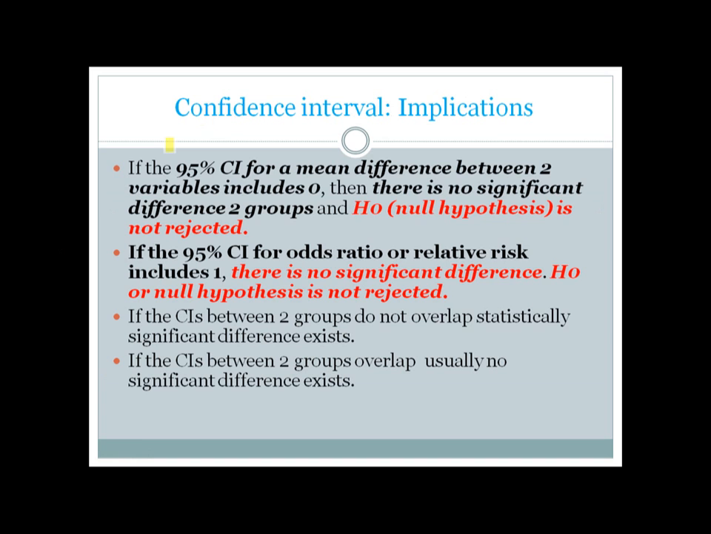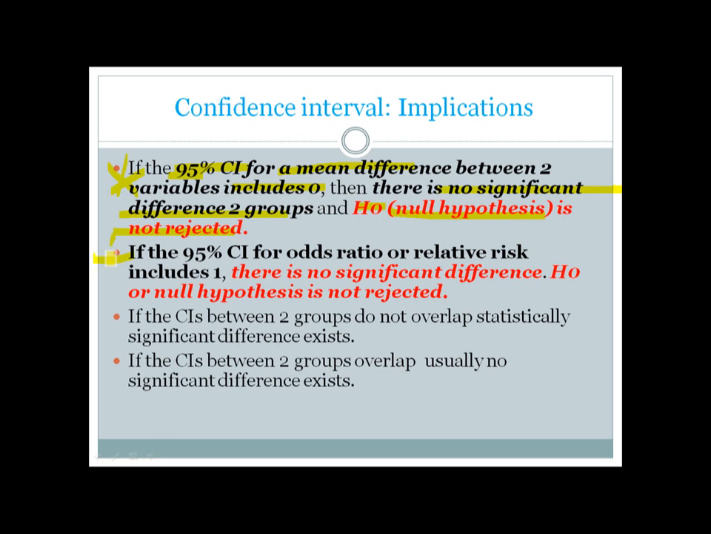So we can use confidence interval in different situations. So first use, if the 95% confidence interval for a mean difference between two variables includes 0, then there is no significant difference between two groups, and the H0, which is the null hypothesis, is not rejected. So you are accepting the null hypothesis, and null hypothesis is always that there is no difference between two groups.